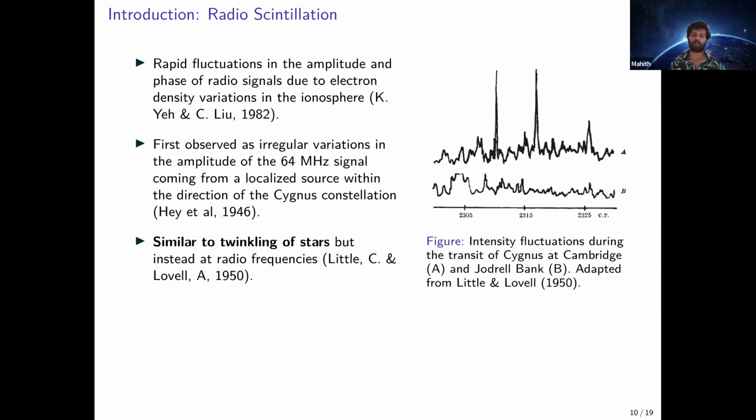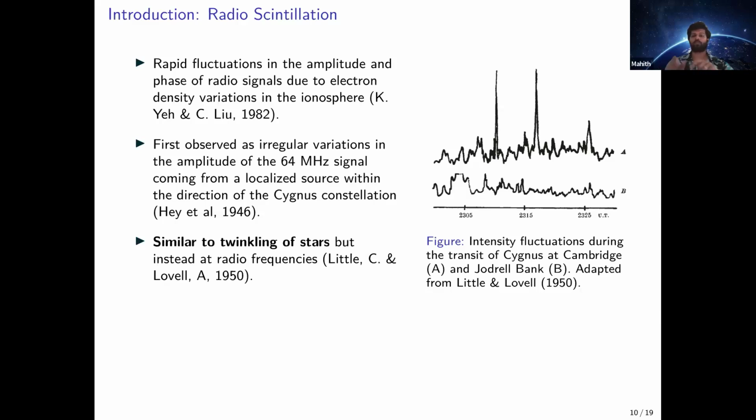Interestingly, this was first observed by astronomers, astrophysicists, and space physicists. It was observed during observations of a radio star in the Cygnus constellation. The history is very interesting, because when they first observed it, they thought that the source of these fluctuations was inherent to the star in the Cygnus constellation itself. That was the first assumption.